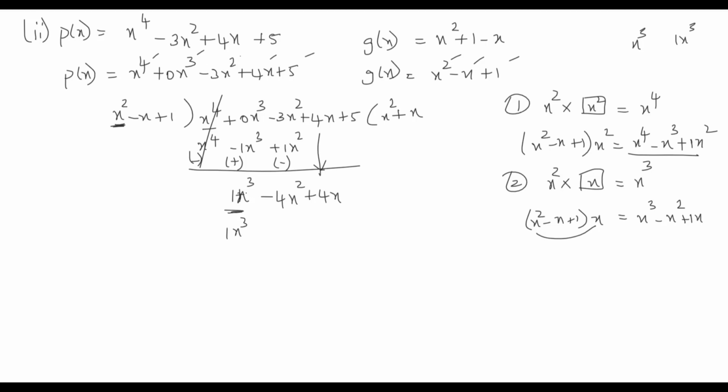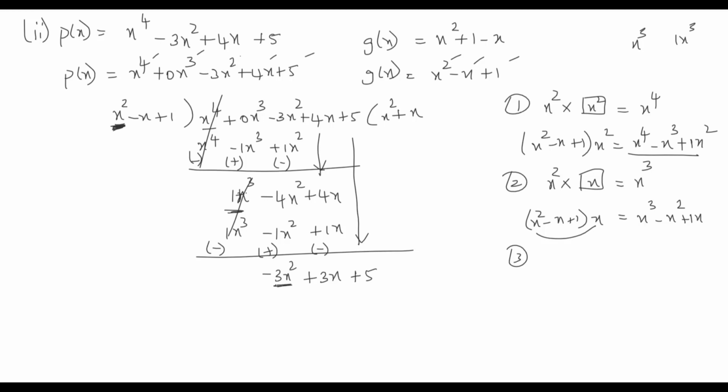X cube, 1x cube, 1x cube, minus x square plus 1x. So minus changes to plus, plus changes to minus. 1x cube gets cancelled. Minus 4x square plus 1x square will be minus 3x square, plus 4x minus 1x will be plus 3x. You get this 5 down, plus 5. Okay, then again same procedure for the third step as well.